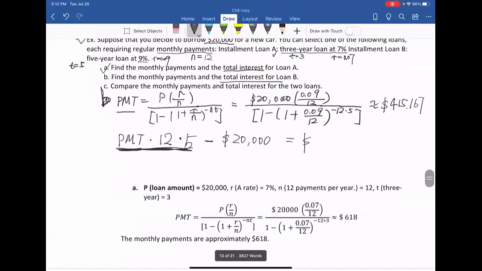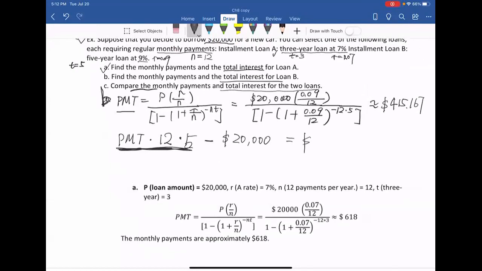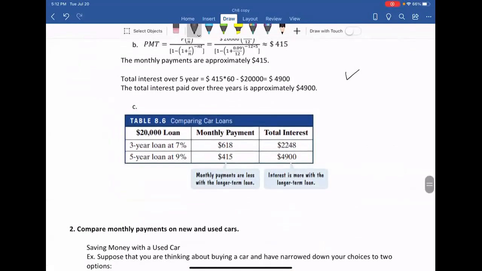Okay, number C is compare the monthly payment and total interest for 2 loans. You just list the monthly payment and total interest for 2 loans here in the form. The first row shows a 3-year loan at 7% interest rate, and the monthly payment is $618. Total interest you need to pay for 3 years is $2,248.